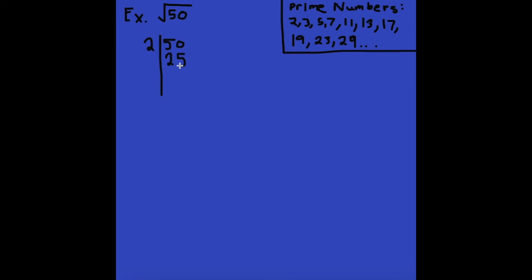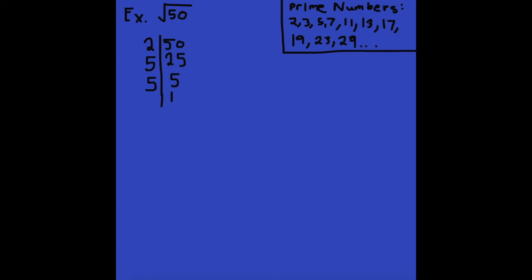Now, which prime number is a factor of 25? 5 is a factor of 25, so I'll put 5 on the left side of the line. Then, 25 divided by 5 is 5. Now, which prime number is a factor of 5? 5 is a factor of 5. Then, I will put 5 on the left side of this line. 5 divided by 5 is 1, so I will put 1 at the bottom. You want to keep doing this prime factorization until you have 1 at the bottom. Now, I have a 2, 5, and 5 on the left side.